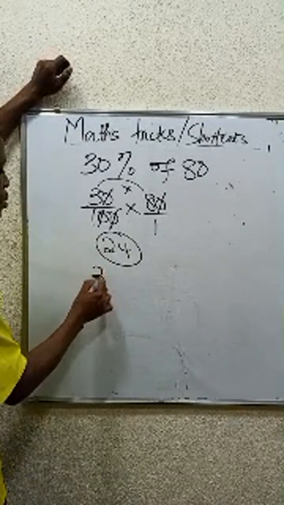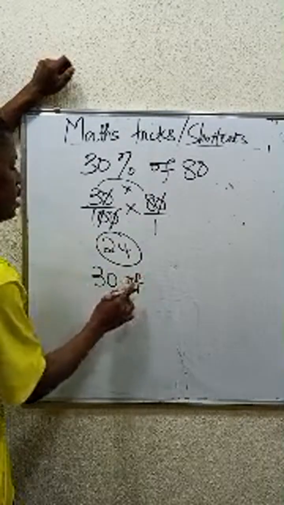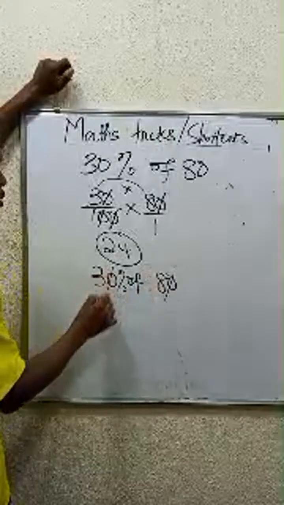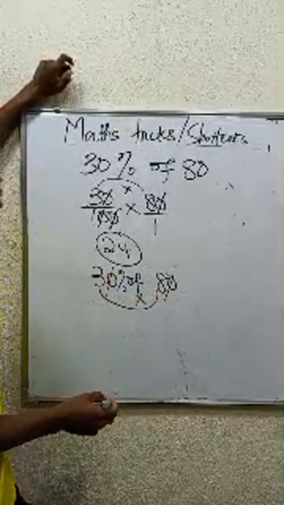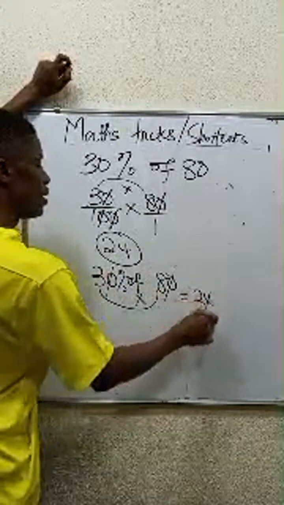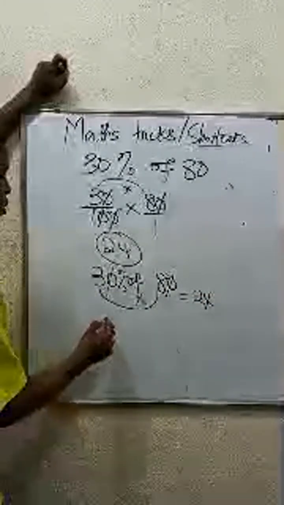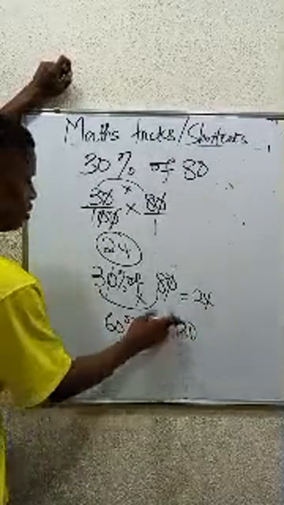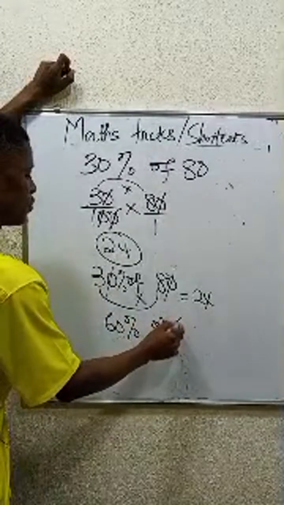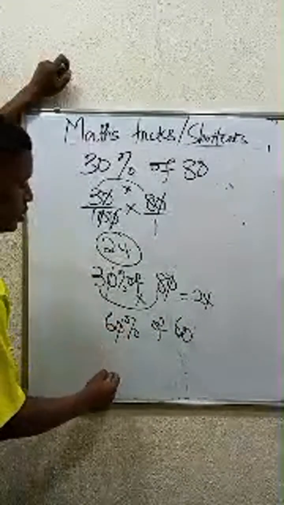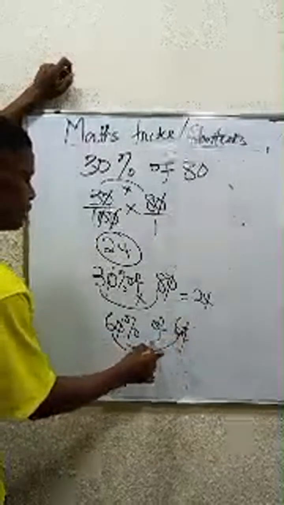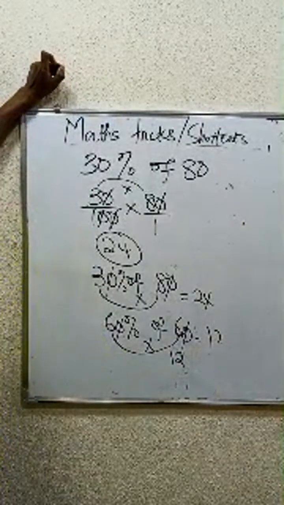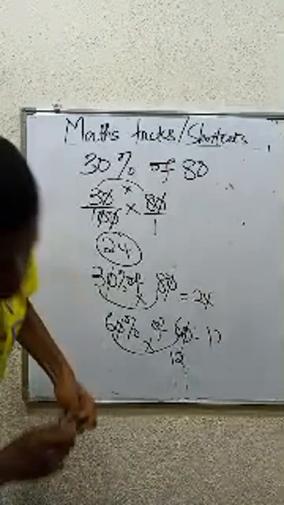But if you want to use this shortcut, 30% of 80, you know what to do. Cancel out the 0, cancel out the 0, multiply 8 by 3, which is 24. Still the answer. If you doubt the method, let's use small numbers, 60% of 60, for instance. Cancel out the 0, cancel out the 0, multiply 6 by 6. 6 times 6 is 36. The answer is 36. Very simple. These methods are very, very efficient.